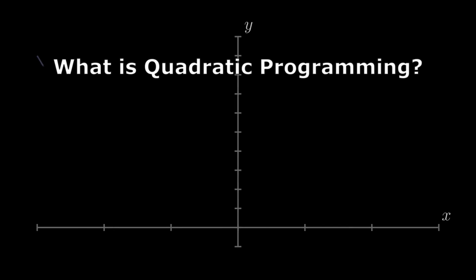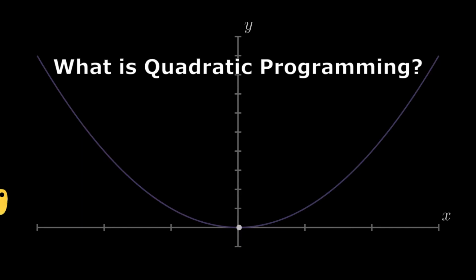So, what is a quadratic program? Mathematicians use the word program to mean a minimization problem. Although I did use a Python program to solve our quadratic program, but that's beside the point. Anyway, a quadratic program is just a minimization problem where the function we're trying to minimize is a quadratic.